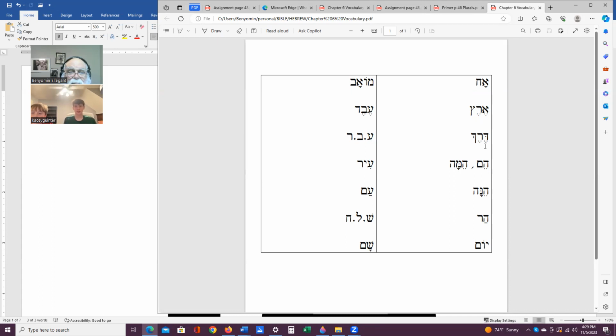I don't remember this one. It's a path or a road. Haim or Haimah. Is that there? They. Hey nah. I'm not sure. I don't remember. That would be they feminine.